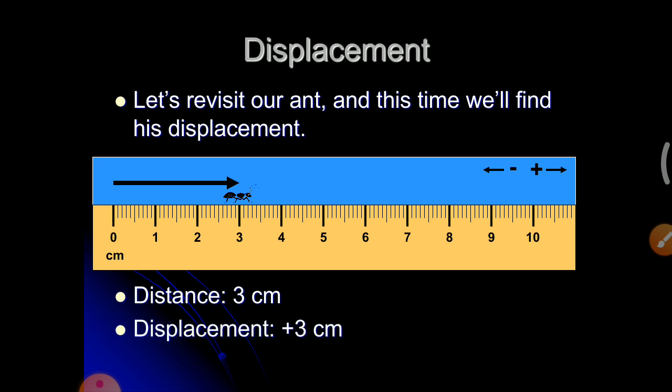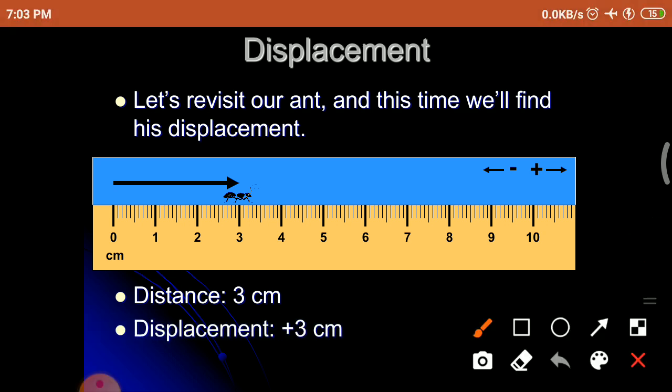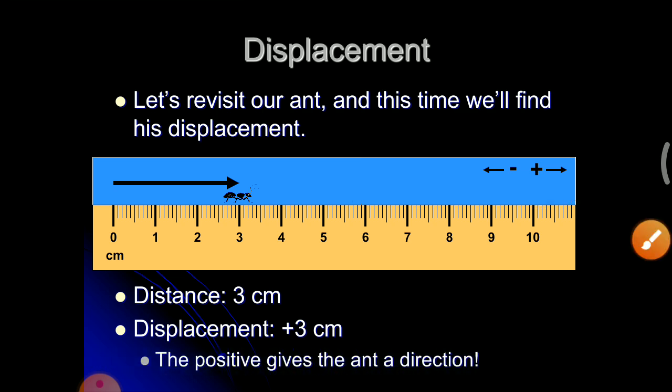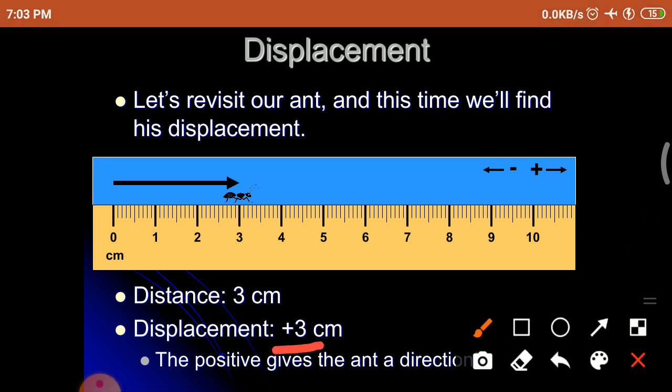Displacement is equal to plus 3 centimeters because displacement needs direction. So this is a positive direction, this is a negative direction. So here I have written plus 3 centimeters. The positive symbol gives the ant direction.